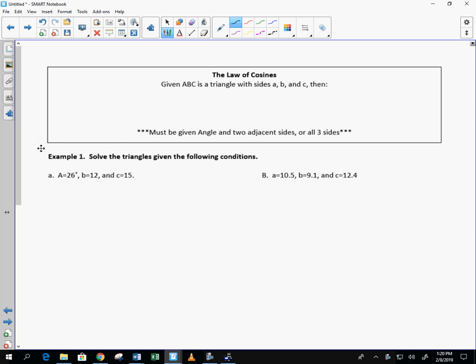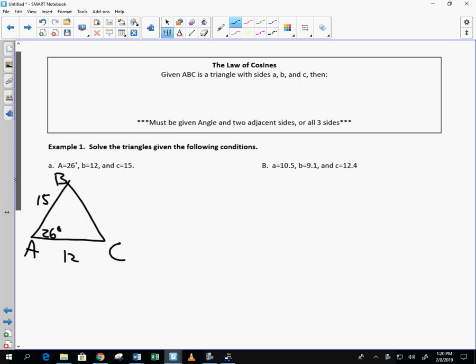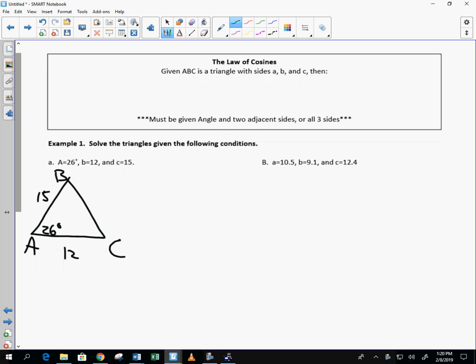But we're looking at solving triangles. Right now, we're going to start by setting up this triangle. I've got angle A, angle B, and angle C, with 26 degrees, 12, and 15. Give you a chance to write that down, and this is where I need some recognition from you. Side angle side. Okay, excellent.